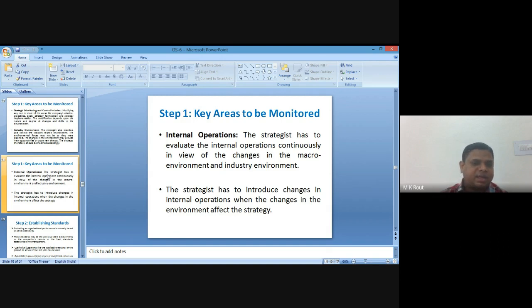The next is that the strategist has to introduce change in internal operation when the change in the environment affects the strategy. So starting from transportation, political, economic, the next part is your raw material, then supplier, the vendor, then customer point of view. So these factors, as I told, directly or indirectly affect the internal operation of the organization. That is why, whenever you formulate this particular strategy, or whenever you go for implementing this type of strategy, you must be aware of different factors such as your micro environment as well as your industrial environment.